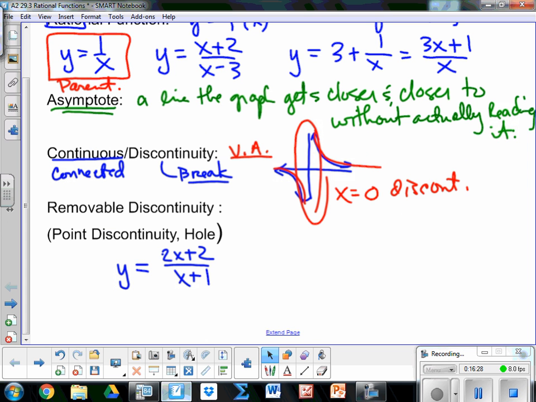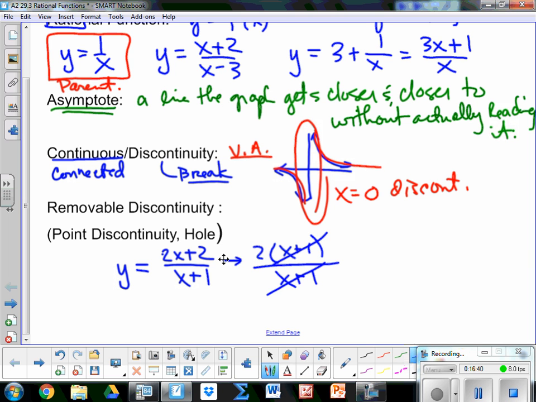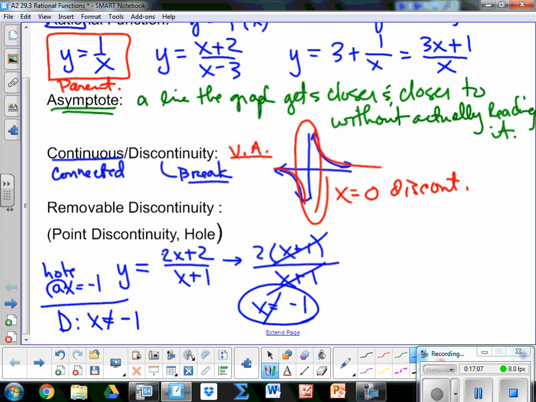Okay, so a point discontinuity happens when there's a restricted value, but it's not one of the asymptotes. What just happened is those divided out. And so x equals -1 is still a restricted value, so we still need to list all of the restricted values. Just so we're clear, what we would say is there's a hole, or a removable discontinuity, or a point discontinuity at x equals -1. The domain, though, would be x not equal to -1. So -1 is the location of the hole. What's allowed in my function? Not -1.